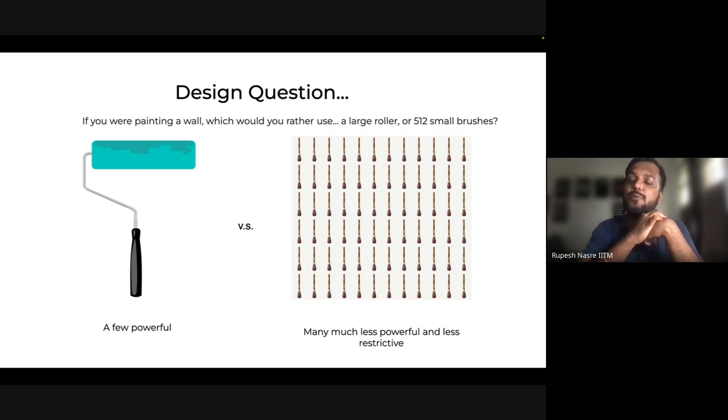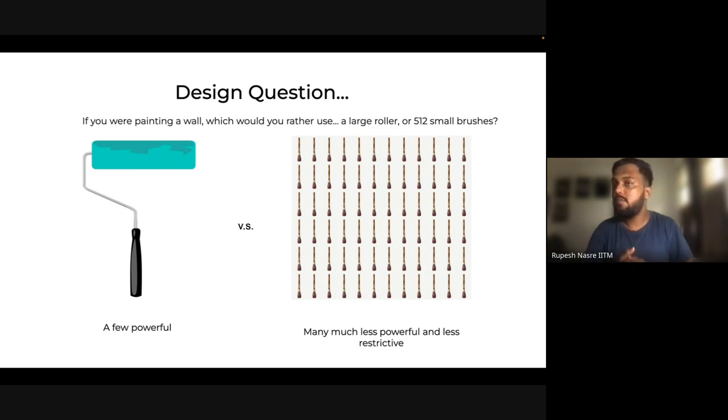Okay, so please don't go by the size of the ruler over here, right? For the pictorial representation, since I have to include many brushes, I reduced the size of the brushes. What I mean by very powerful and much less powerful is this: let's suppose we are plowing a field, right? We have two strong oxen and we have thousands of chickens over there, right? So which would be a better option to plow the field?